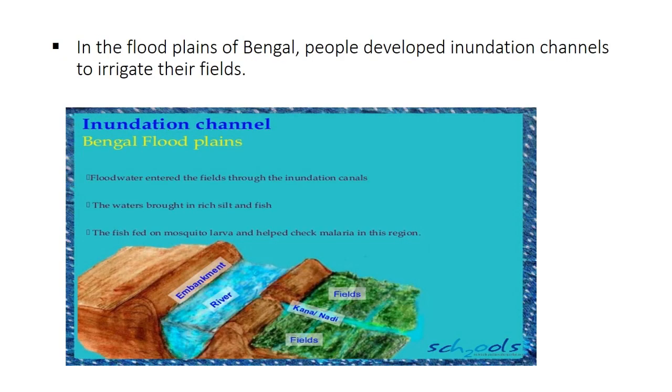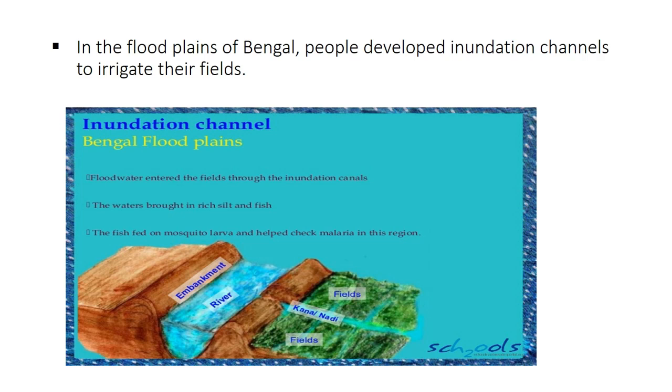Next is, in the floodplains of Bengal, people developed inundation channels to irrigate their fields. Now we can see here the inundation channels. You can see the picture. Now, what is an inundation channel? Inundation channels are long canals taken off from large rivers, and they receive water when the river is high enough, and especially when in flood.